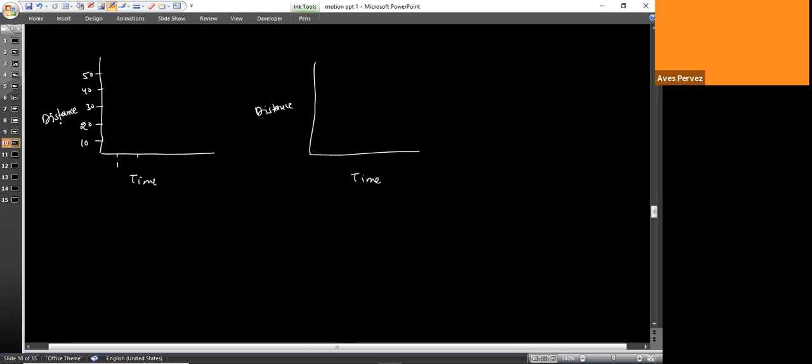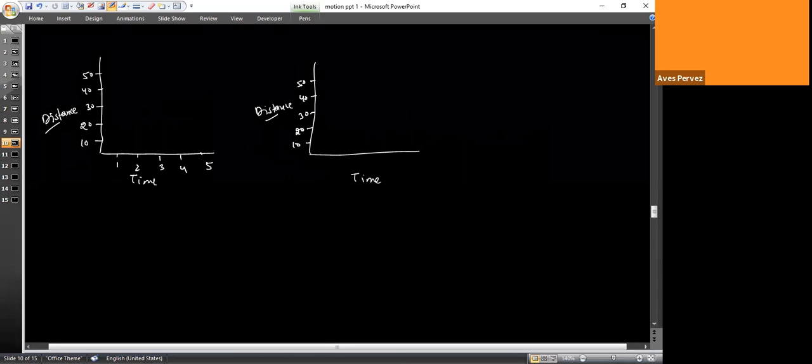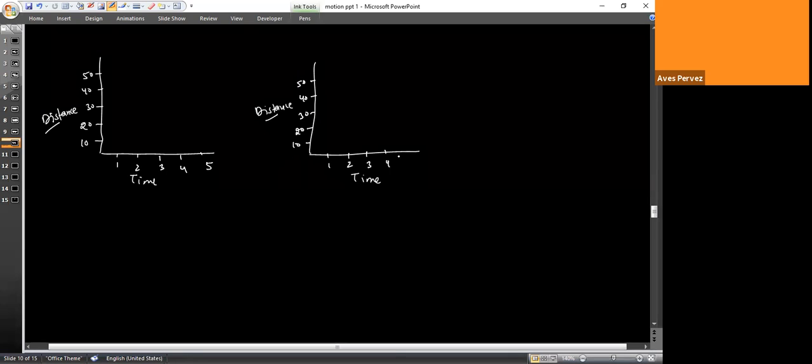Okay, beta. So this is again a distance-time graph. This is 10 meter, another is 2 seconds, this is 3 seconds, this is 4 seconds, this one is 5 seconds. And again I'm writing 10 meter, 20 meter, 30 meter, 40 meter, 50 meter. So this is 1, 2, 3, 4, 5. This one is distance, this one is time. I'm going to make one graph here like this, and the other graph here like this.